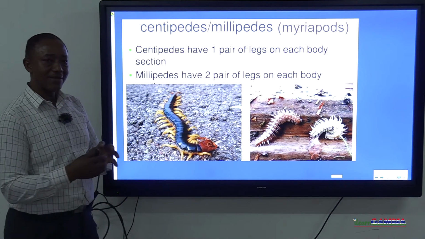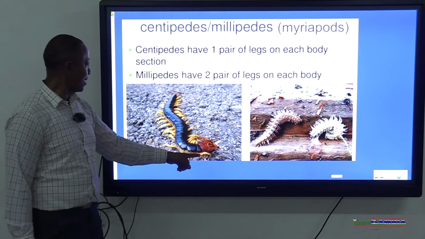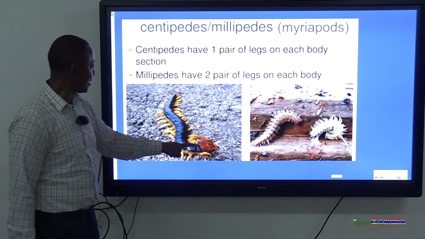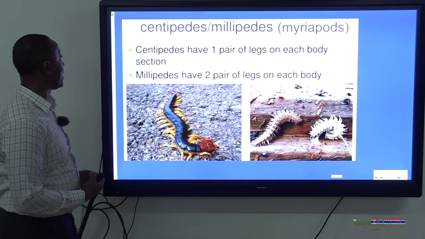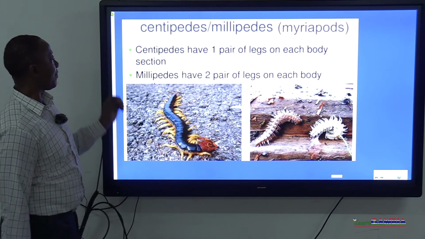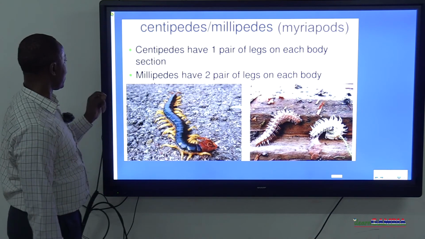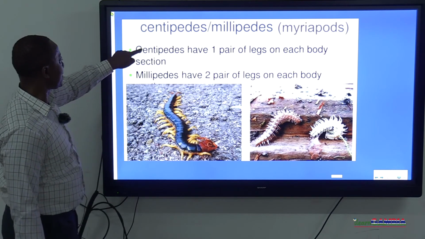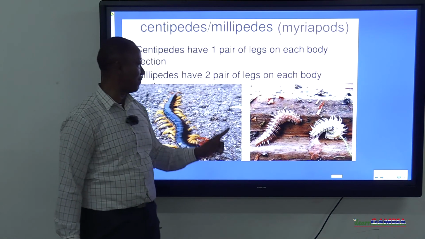Their bodies are divided, or made up of many pieces. If you look at this one, you have several pieces that make up the body. For them, they have a pair of legs on each body part. And what distinguishes them? For centipedes, it's 1 pair on each body part. For millipedes, it is 2 pairs of legs.